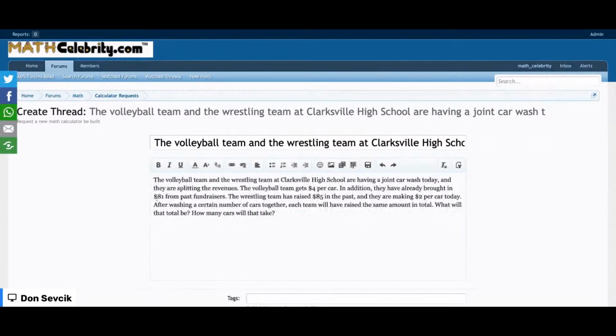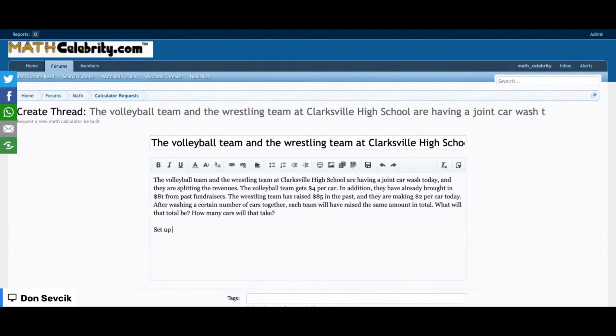Paste this here. Good. The volleyball team and the wrestling team at Clarksville High School are having a joint car wash today, and they are splitting the revenues. The volleyball team gets $4 per car. In addition, they've already brought in $81 from past fundraisers. The wrestling team has raised $85 in the past. They're making $2 per car today. After washing a certain number of cars together, each team will have raised the same amount in total. What will the total be? How many cars will that take?